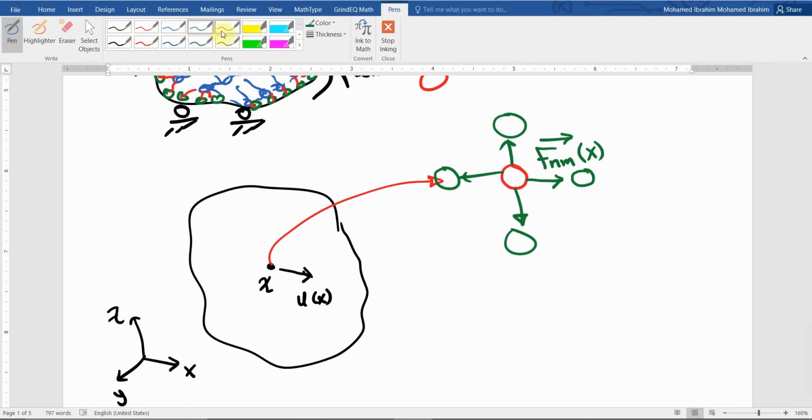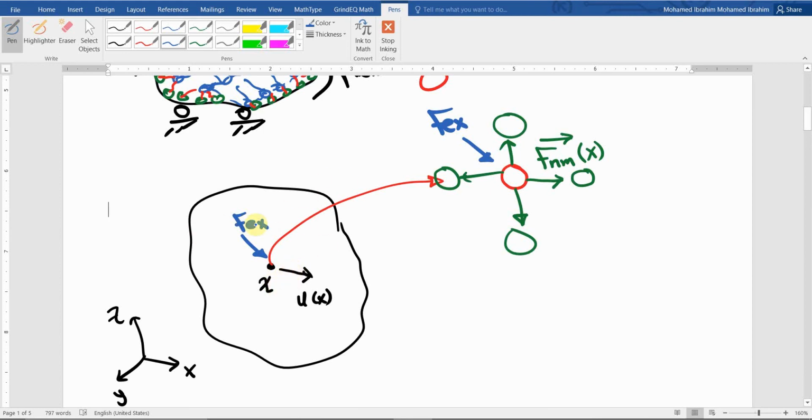But in addition to this force, there should be some other forces that would act. There would be some external force, F external. This external force acts directly onto the particle itself inside the material. It means that it is an external force that comes from any external excitation acting directly on the particle.